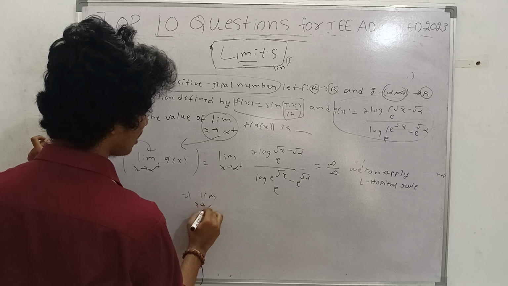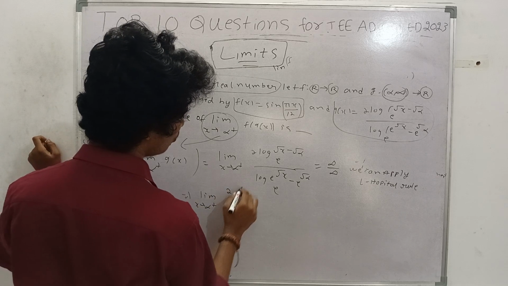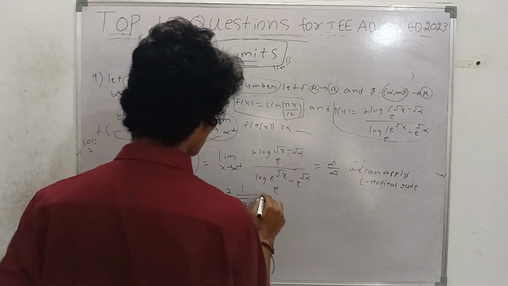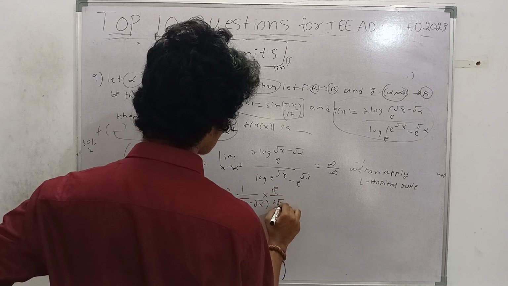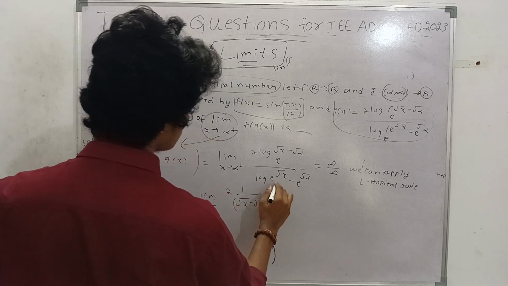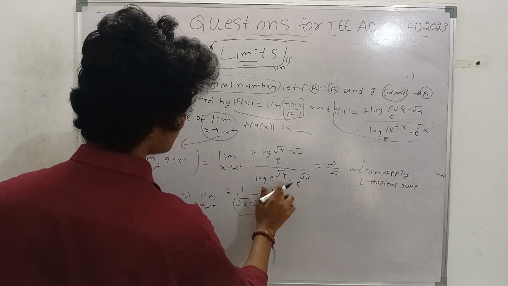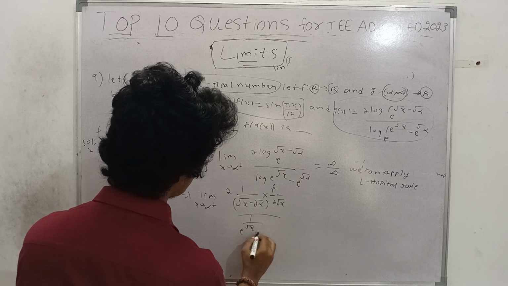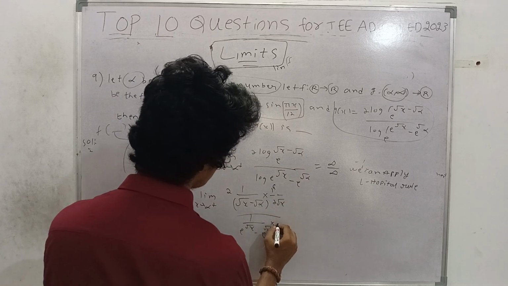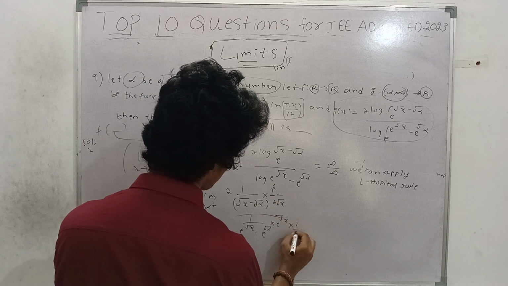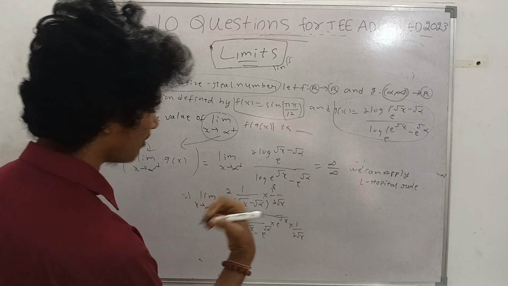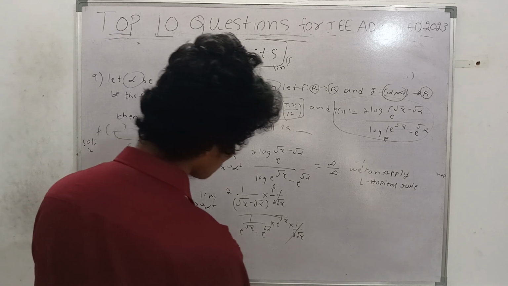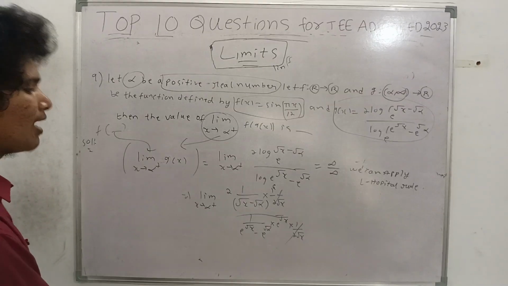Applying L'Hopital rule, what we will get? Limit x tending to alpha plus, it will be 2 into 1 by root x minus root alpha. And the differentiation of root x minus root alpha is 1 by 2 root x. Now again divided by, when we differentiate the denominator, it will be 1 divided by e power root x minus e power root alpha, and here it will be e power root x into 1 by 2 root x. Same, this root x will get cancelled. Understand?